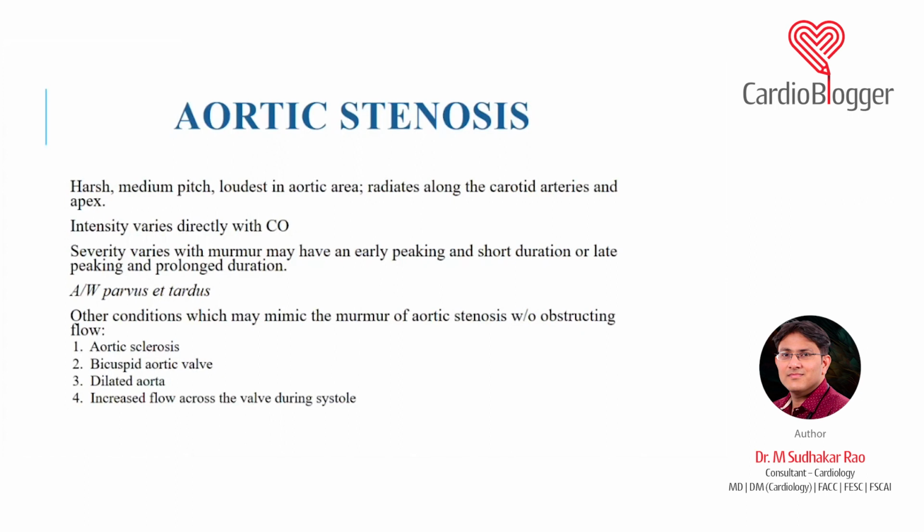If it is early peaking, it is less severe. If it is late peaking, it is a severe murmur. Associated pulsus parvus et tardus is a severe murmur. Paradoxical split is severe. An apicocarotid delay is severe. S4 present is severe, and a thrill is a severe murmur. A heaving apex is also a severe murmur. So these are the things which tell you that there is a severe aortic stenosis.